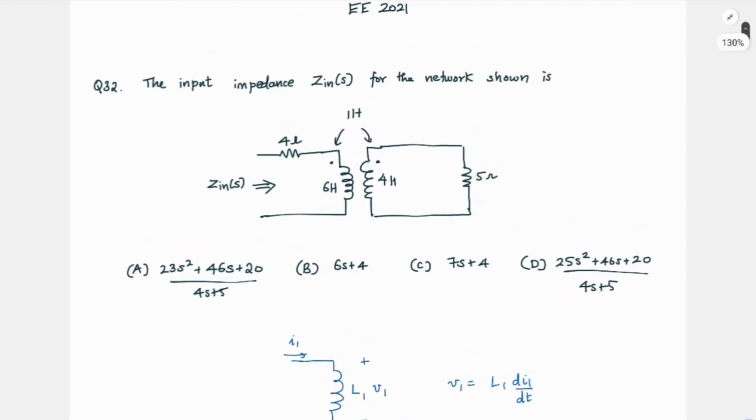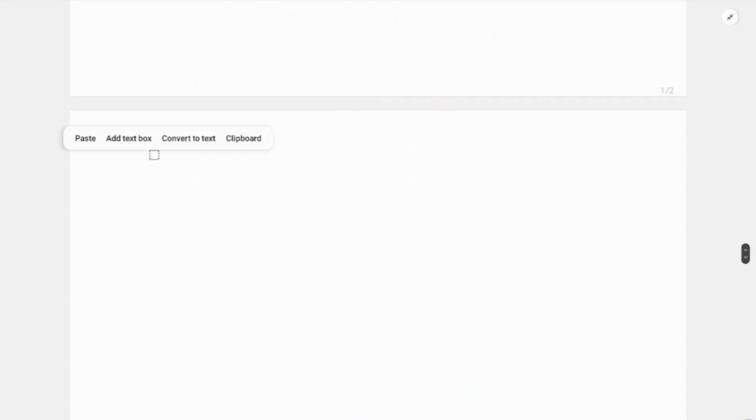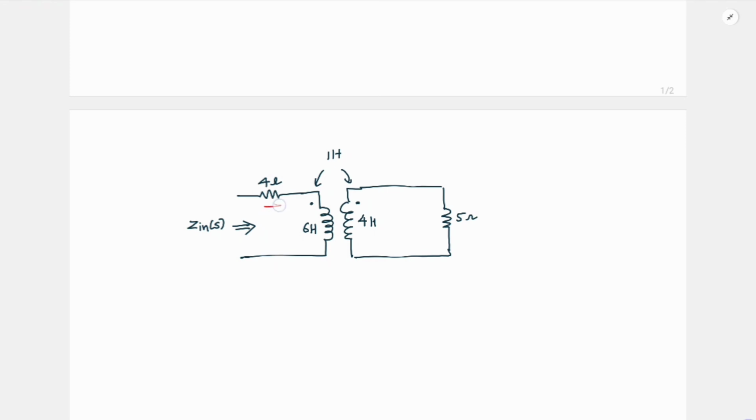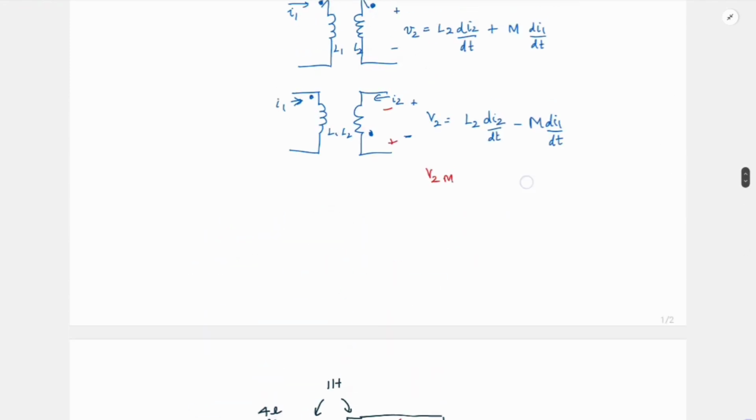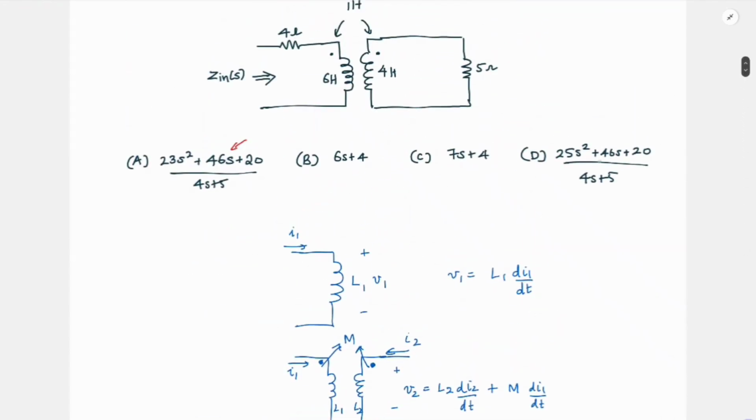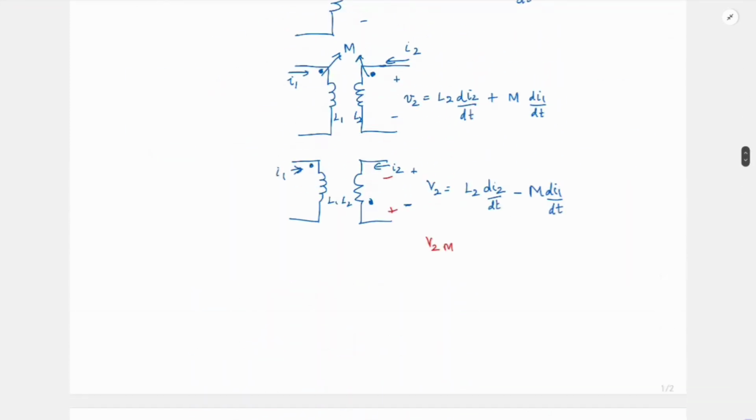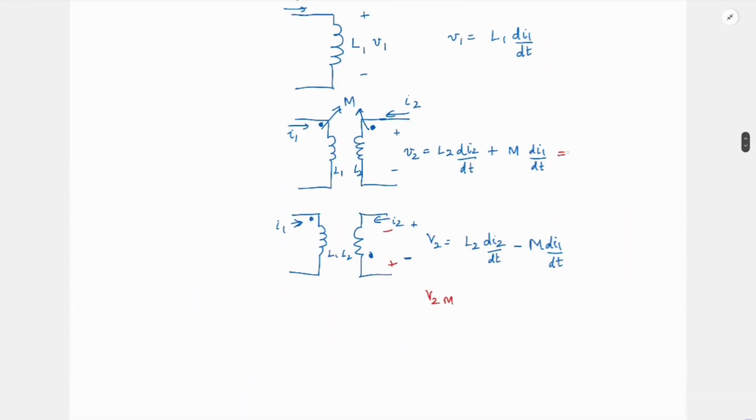Now let us go back and try to find the look-in impedance. Here again we need to assume our currents I1 and I2, and since they are asking in the Laplace domain, with S here, we will go to the Laplace domain. In the Laplace domain, V2 of S will be SL2 I2 plus SM I1 for the positively coupled case. For the other case, V2 of S is equal to SL2 I2 minus SM I1, where I1 and I2 are also in the Laplace domain.